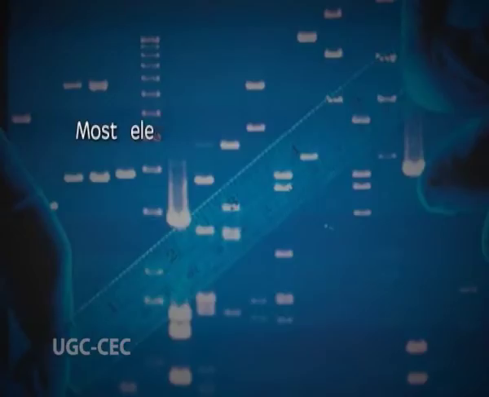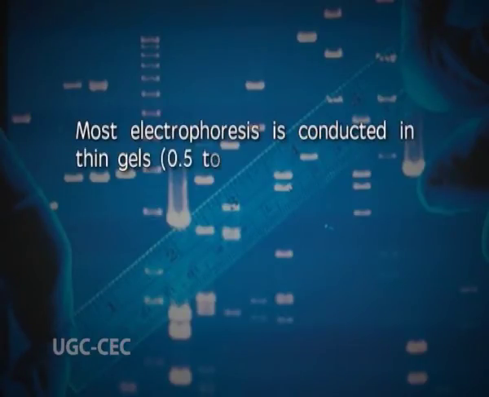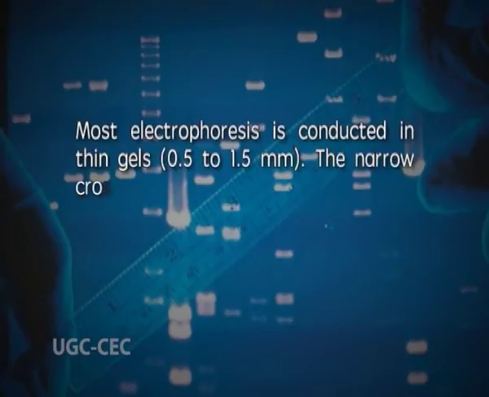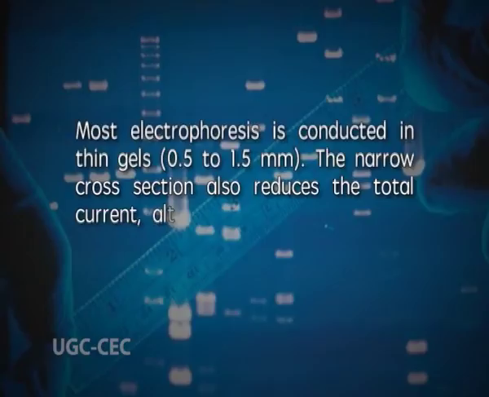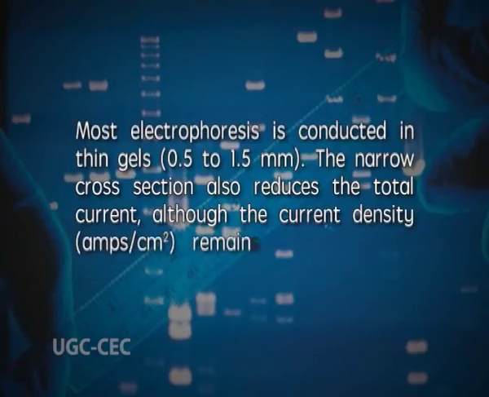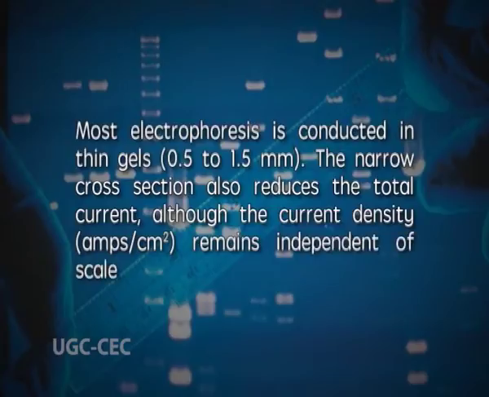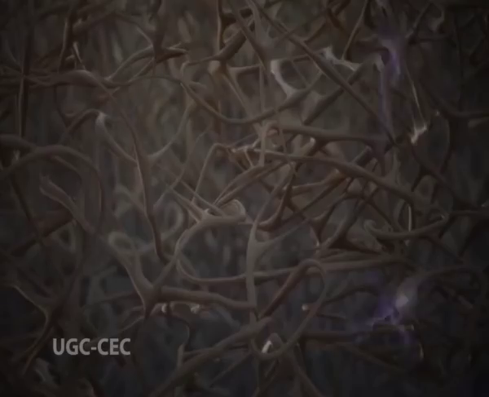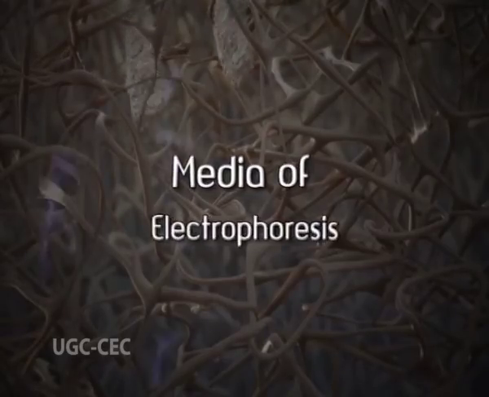Heat is dissipated from electrophoresis equipment by maximizing surface to volume ratio. Most electrophoresis is conducted in thin gels, that is between 0.5 to 1.5 mm. The narrow cross-section also reduces the total current, although the current density, which is ampere per centimeter square, remains independent of scale. Next is media of electrophoresis.